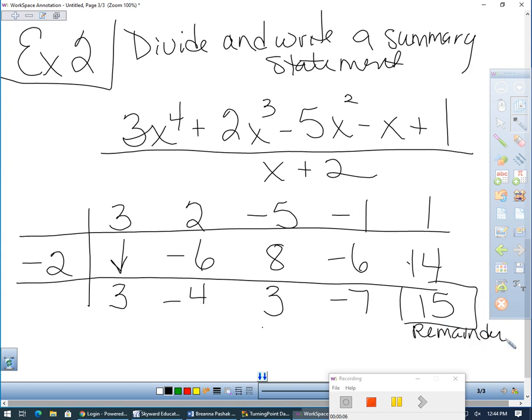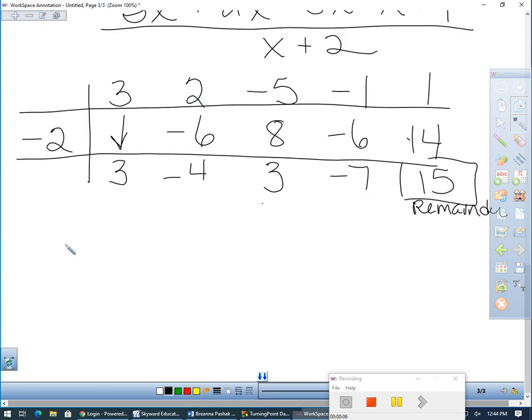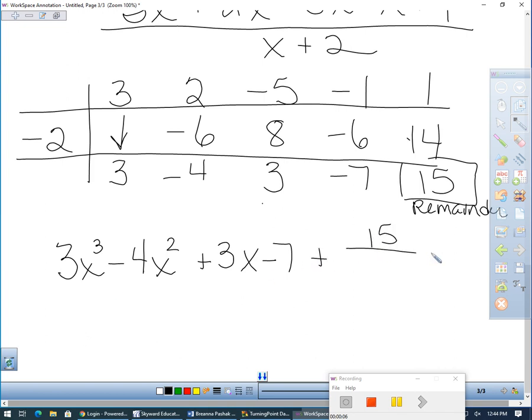And remember that our polynomial is 1 degree less when we divide it, right? So we are going to have 3x to the third minus 4x squared plus 3x minus 7, and now we're going to go plus 15, which is our remainder, over x plus 2. That's the summary statement.